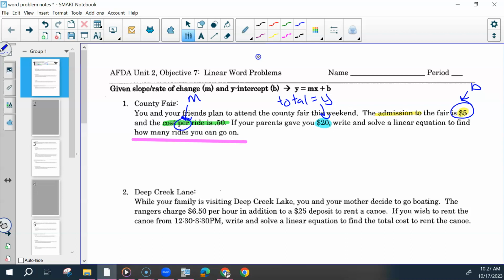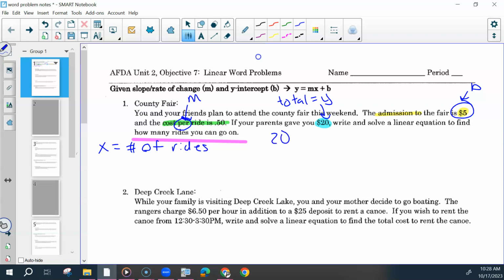section. Okay, so now we have our M, we have our Y, we have our B. So the how many rides, that's going to be the X that we're looking for. So we're going to say X is going to be number of rides. M and X usually go together. So number of rides, or if you're looking at cost per ride, the ride would tell you that's going to be your X. So then we can take all of those things and start to make an equation.